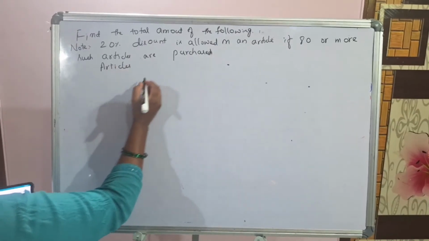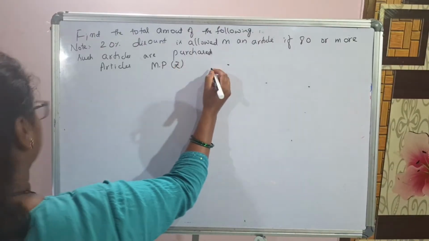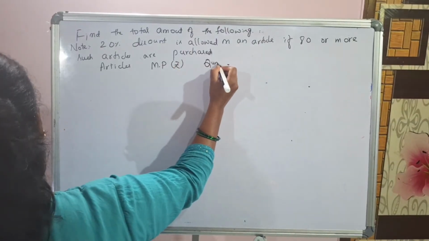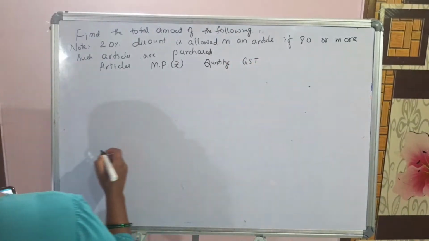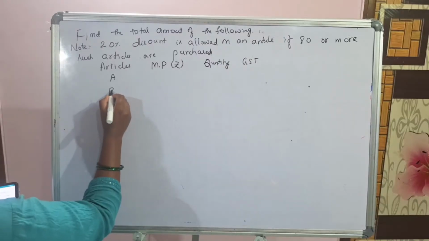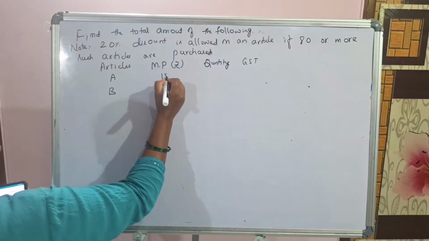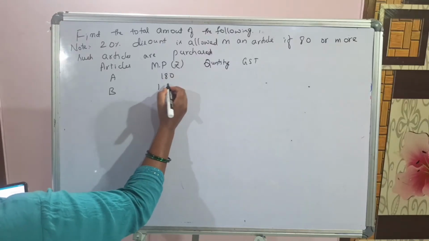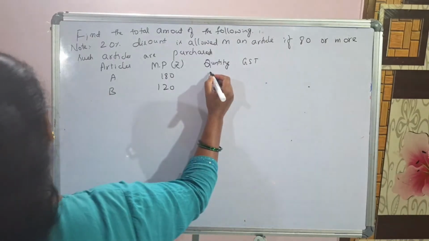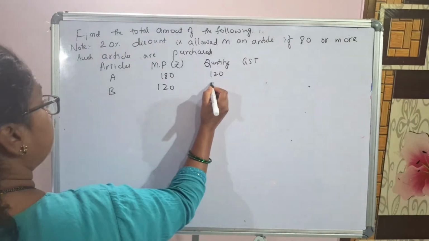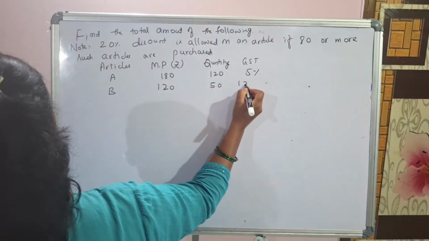Article, market price in rupees, quantity, GST. For articles A and B they have given: for article A, market price is 180 and for article B, market price is 120. Quantity is 120 and 50. GST is 5% and 12%.